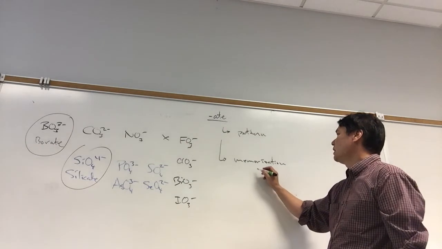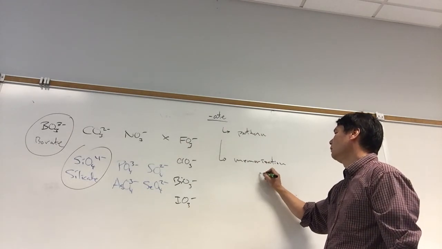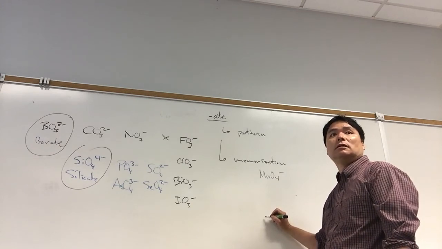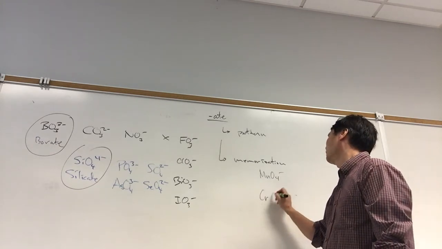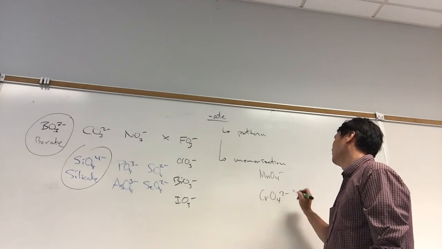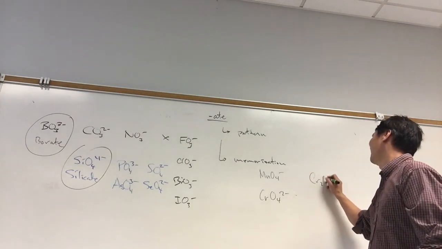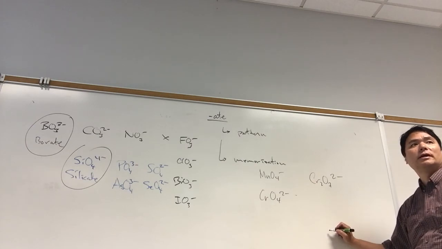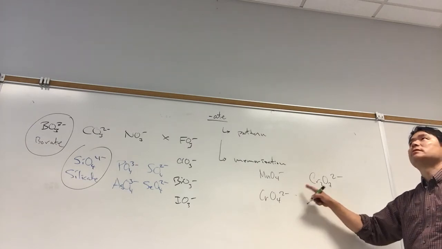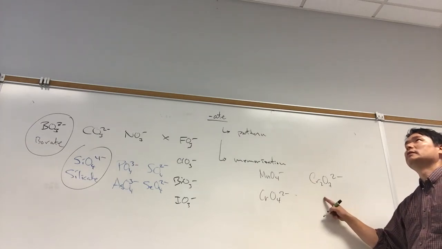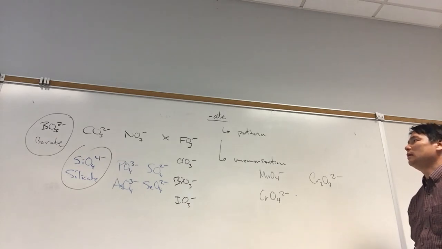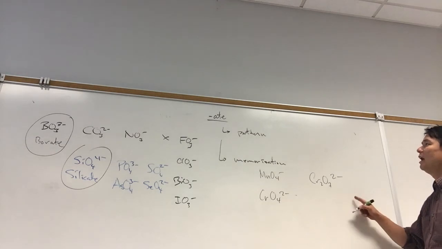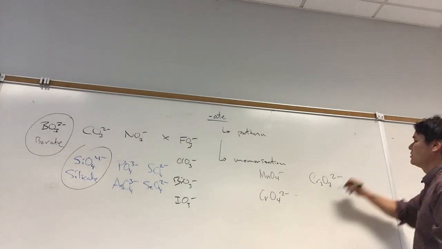And then there's -ates that don't fit the pattern. What are they? Like this. What's this? Permanganate. What's this? Chromate. Dichromate. What else do we have? That's it. And then we have the etc.